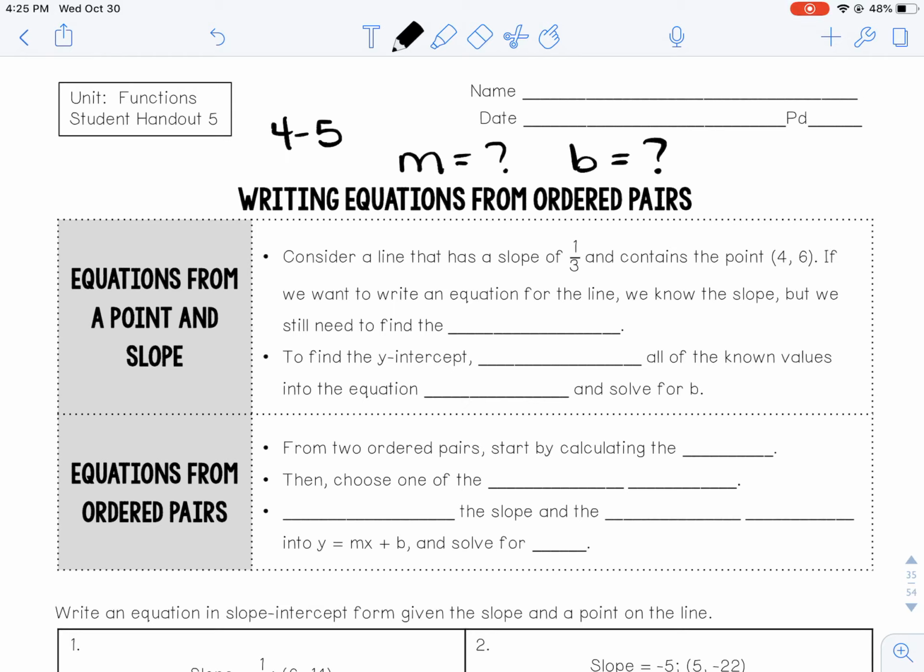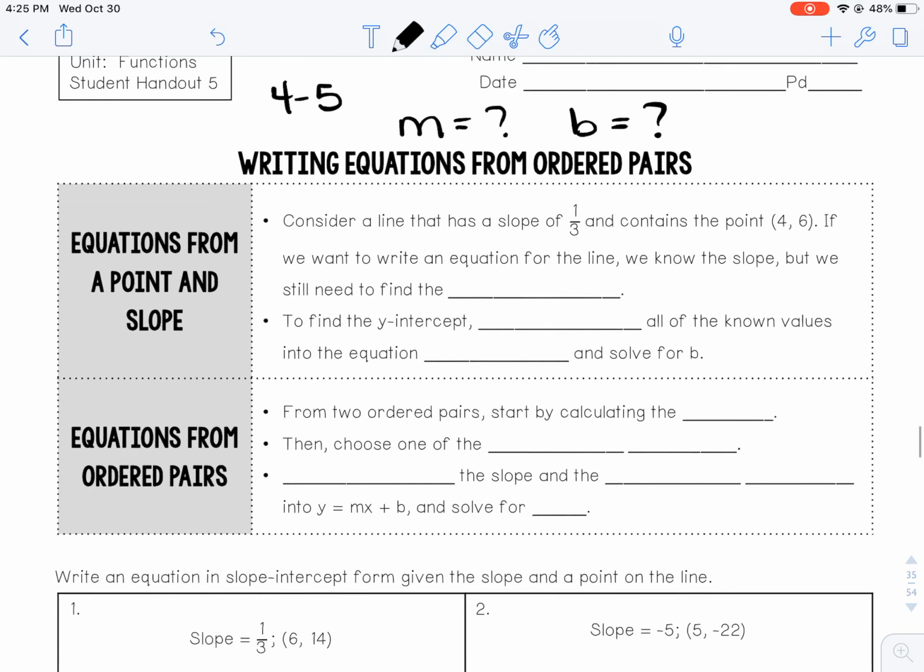Okay, so from a table, you had to calculate slope using that formula. And for your y-intercept, when x was 0, you had to look to see what y is. From a graph, you just looked at the line and you calculate a rise over run for your slope, and you just look to see where the graph crossed the y-axis for b.